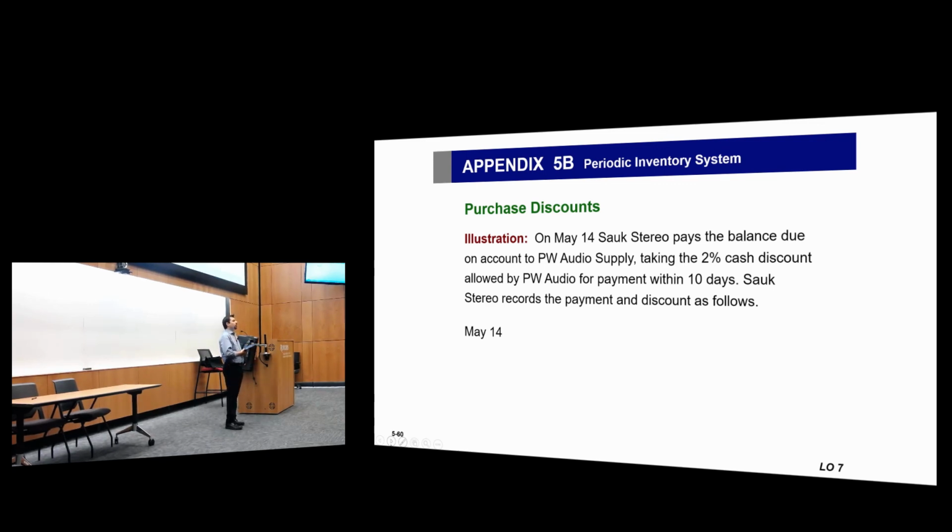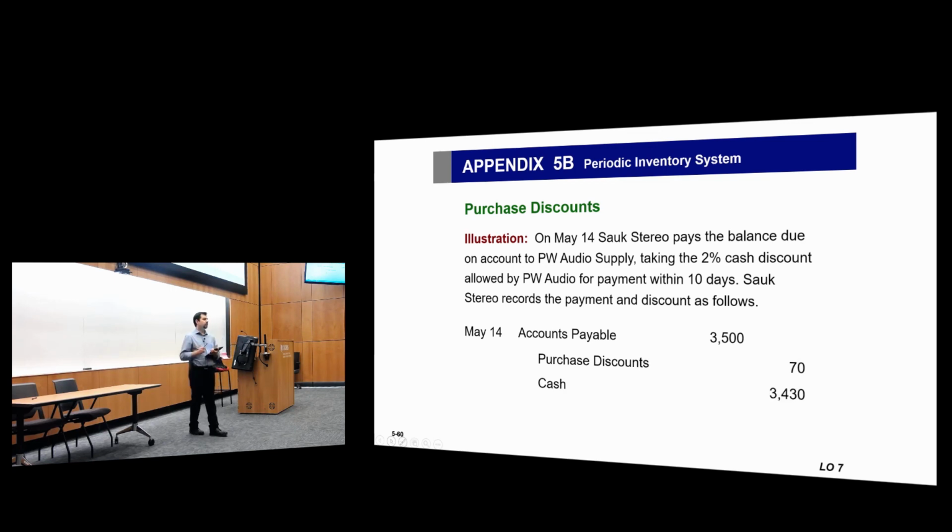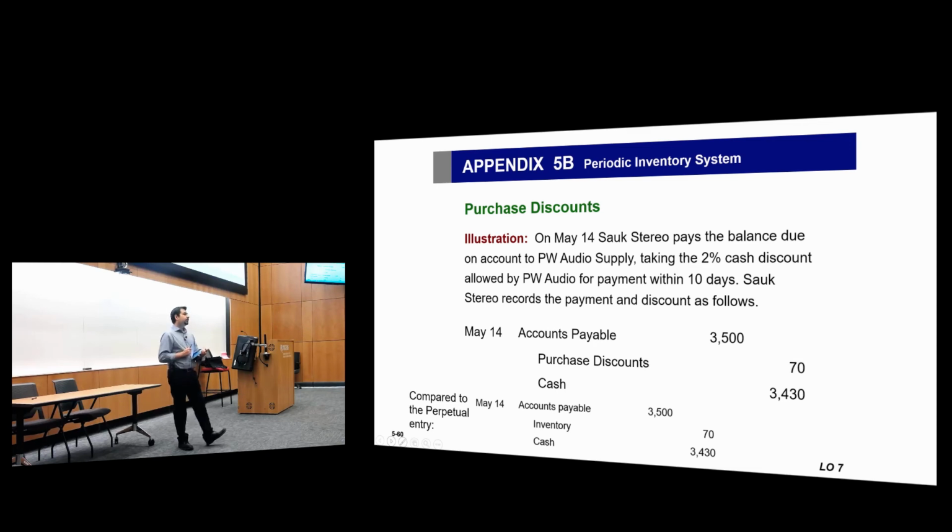How much do they owe them? $3,500. So the debt will be erased. Accounts payable will be debited $3,500. Cash will be credited $3,430. That's $3,500 minus the discount. But again, instead of using inventory, because at that time we considered the cost of inventory, now we actually credit it to purchase discounts.